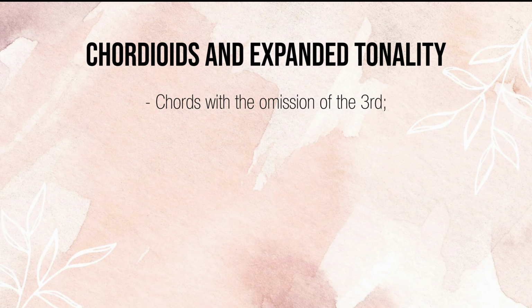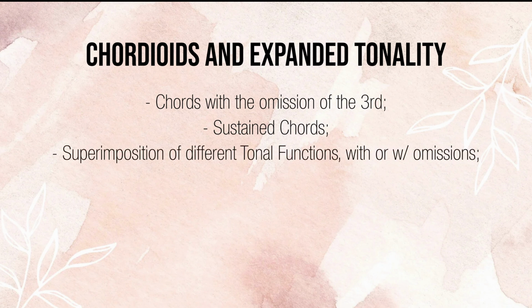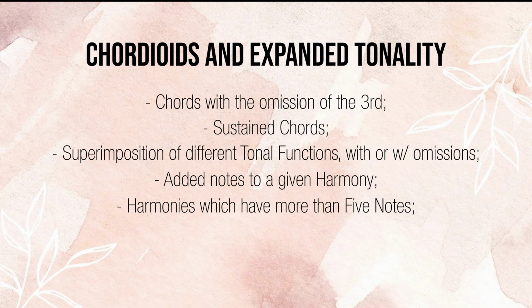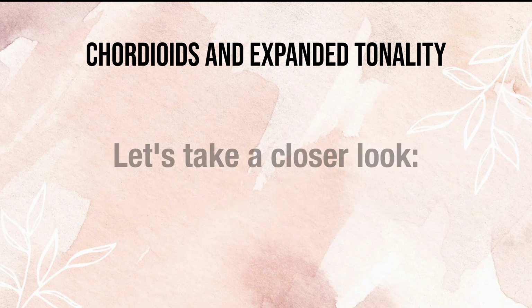chords with the omission of the third, sustained chords, which we know are usually the result of counterpoint, superimposition of different tonal functions with or without omissions, added notes to a given harmony, harmonies which go over the tonal functions of ninth chords, and other groups of notes. Let's take a closer look at each example.